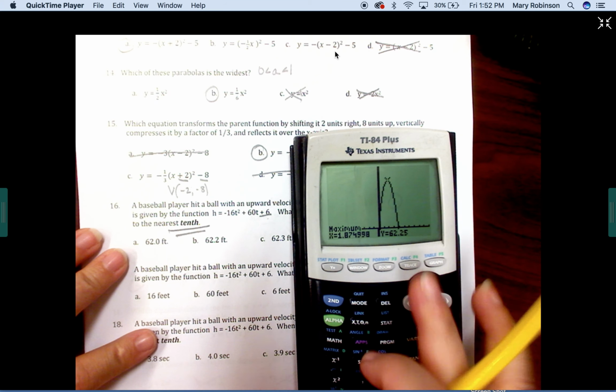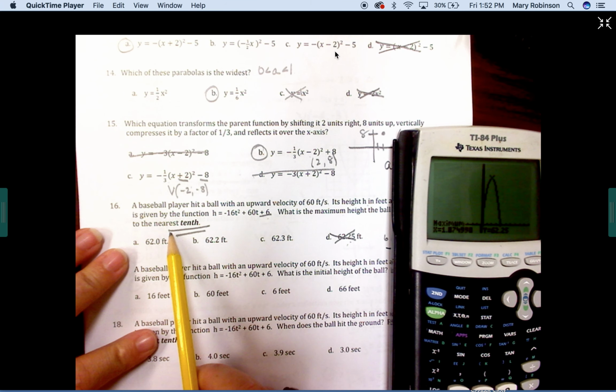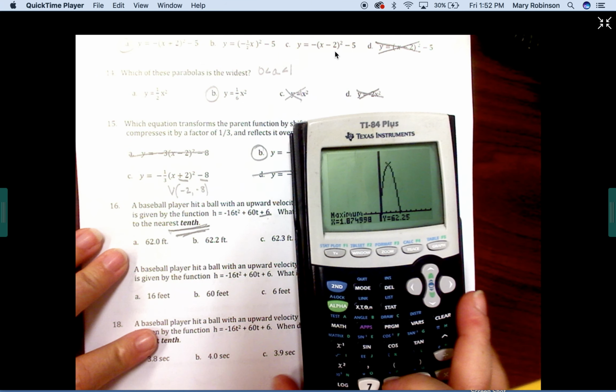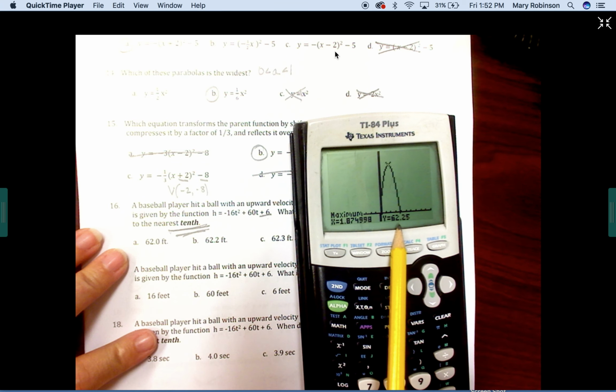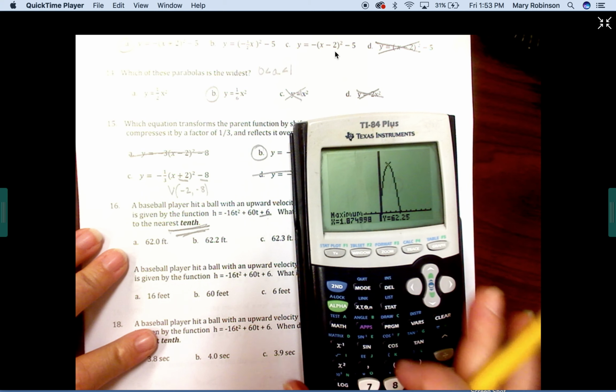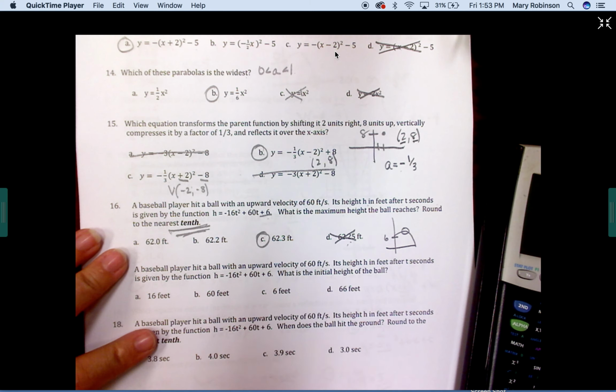That's an exact value, and it is on here. But if you don't pay attention to where it says round to the nearest tenth, you're going to miss it, because this 5 makes this 2 here round up to 3. So I'm looking for 62.3 feet. So we should choose C.